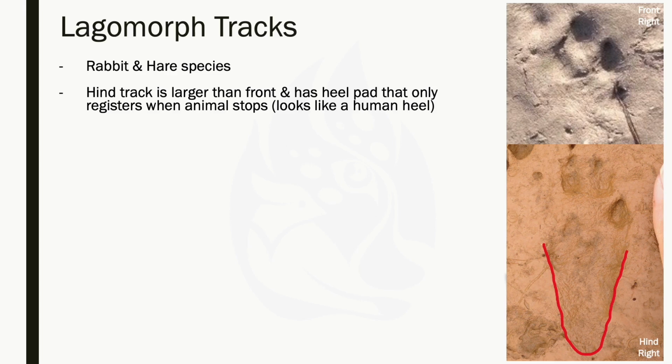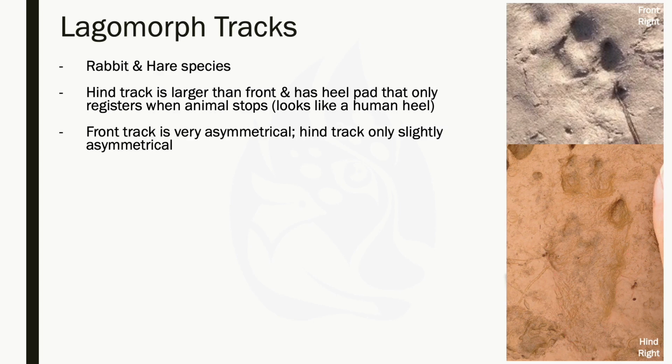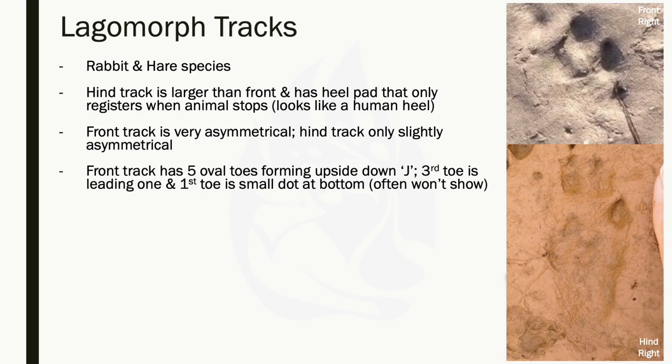Okay, when it does, it looks like a human heel, and then it makes the hind track, which is the photo down below, much larger than the front track, the one above it. Also, the front track, when we look at the symmetry of it, is very asymmetrical. So if I draw a line down the middle and I compare the left-hand side to the right-hand side, they're not going to match up at all. Okay, the toes are in different orientation, and so you wouldn't be able to confuse the left and right side. On the hind foot, it's slightly asymmetrical, but not nearly as much. It more closely lines up between the left and the right-hand side.